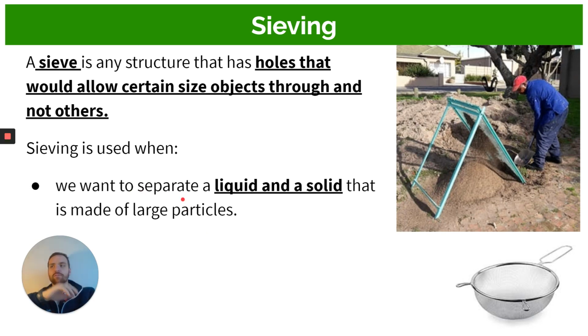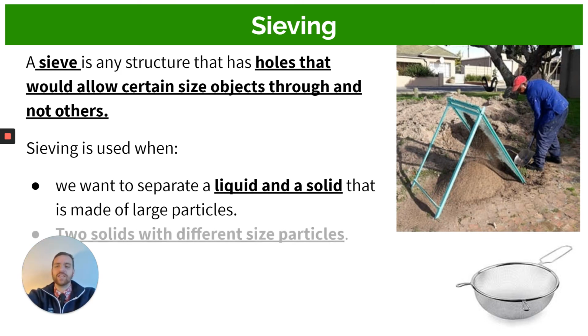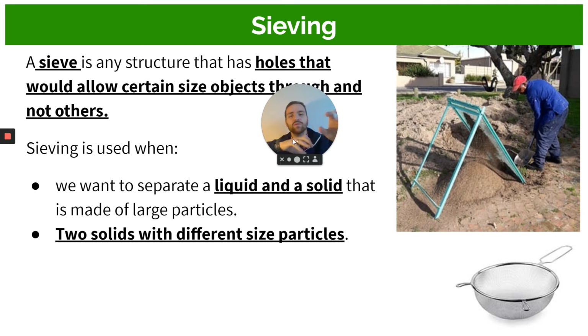So let's say you mix sand and water or stones and water together and you want to get the water out and you want just the stones, then you pour it through a sieve and it holds them back. Oh, a better example would be a colander. You're making spaghetti, you pour the hot water out, you pour it all into a colander. The colander lets through the water, but it holds back the spaghetti. Two different solids with two different sizes. That's when we use it as well.